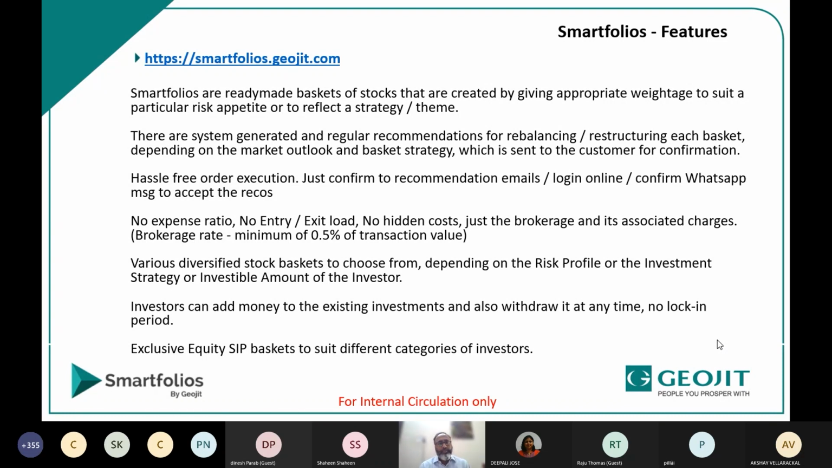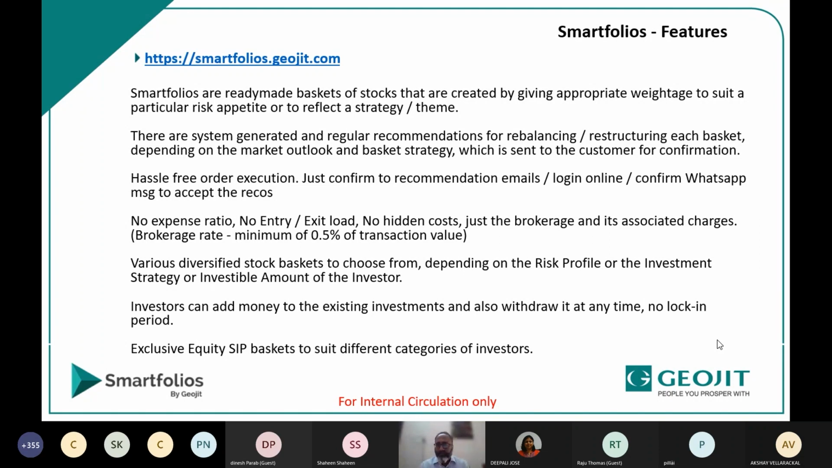So just to summarize what Smartfolios is all about, we offer ready-made baskets of stocks that you can choose to invest in. It could be based on your risk appetite. It could be based on a particular strategy or a theme. The recommendations will come to you. The review of the baskets will also happen. So if a stock is found to be underperforming because of a particular reason, that stock may be suggested to exit, and instead another stock would be recommended to buy. So review also happens in Smartfolios.